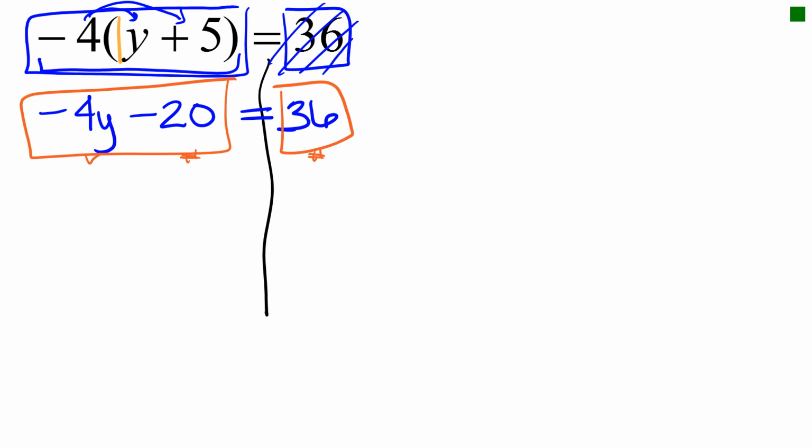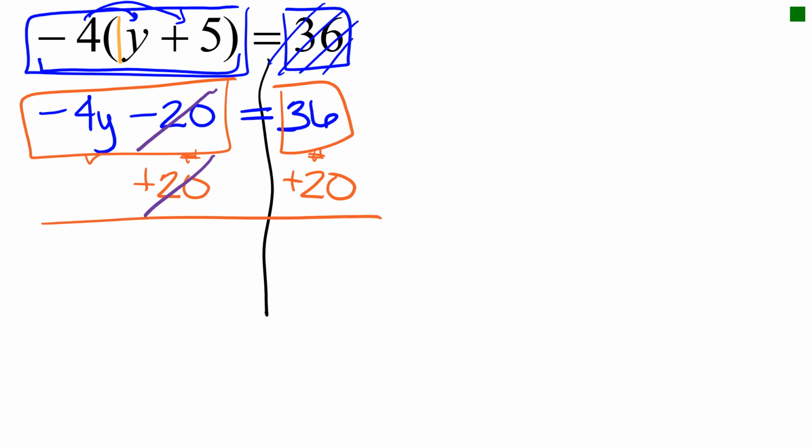So I'm going to move the negative 20. I'm going to do that by adding 20. The checkpoint: cross off the negative 20 and the positive 20. Yep, they do cancel. Life is good. So what we have left here is negative 4y equals 36 plus 20, which is 56.